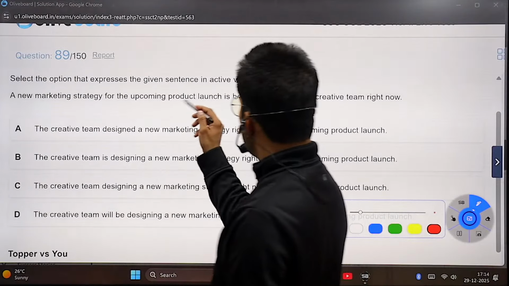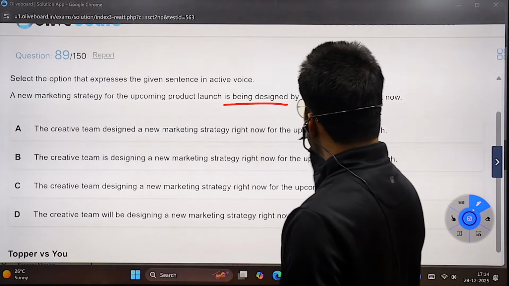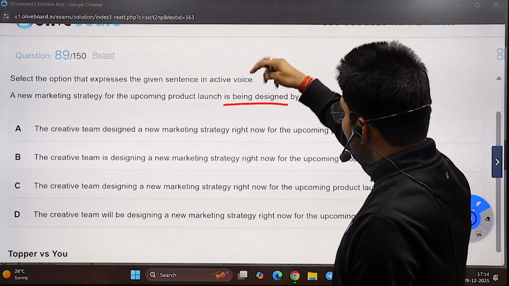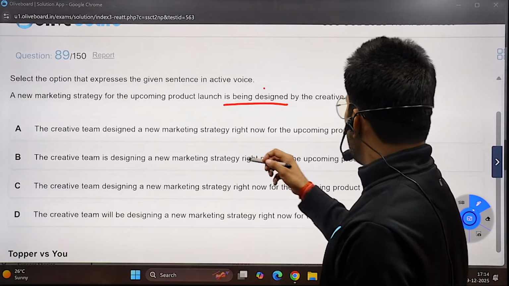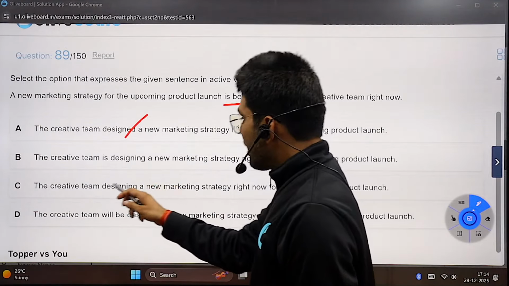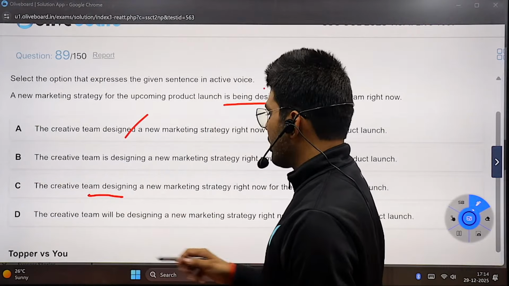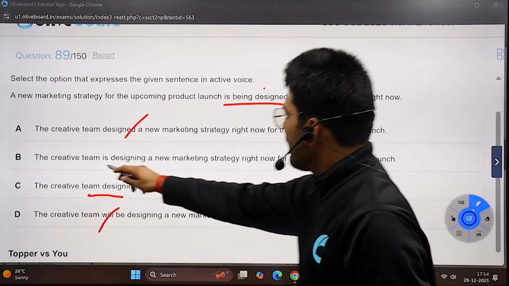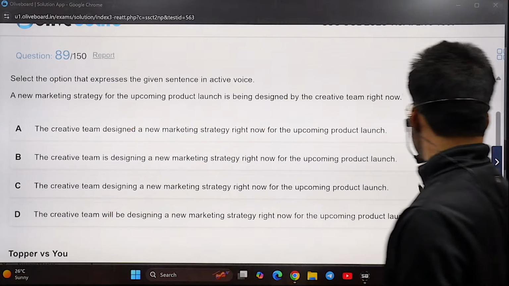Verbs again. Is being designed. The team is designing, present continuous. Designed? Why V2? Designing, it's the non-finite verb. Will? No, no, no. Is designing, straight.